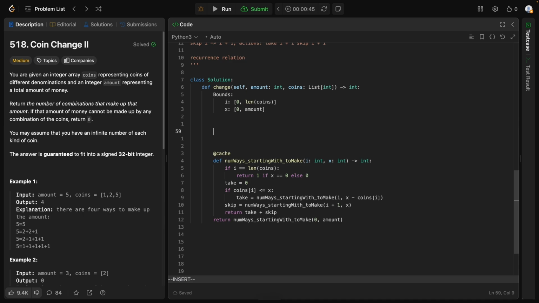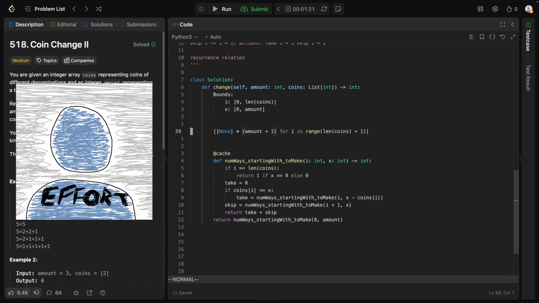Since I have two parameters, I need a two-dimensional array. I want my indexing to be the same order as my parameters. So starting with my first parameter, I need to index from 0 to length of coins. So I need an array of size length of coins plus 1. So for i in range length of coins plus 1. For the other parameter x, I need the inner arrays to index from 0 to amount, so I need an array of size amount plus 1. I'll fill these up with None, and it'll be of size amount plus 1.